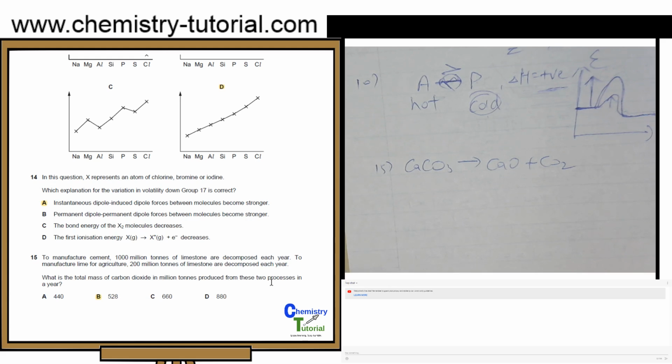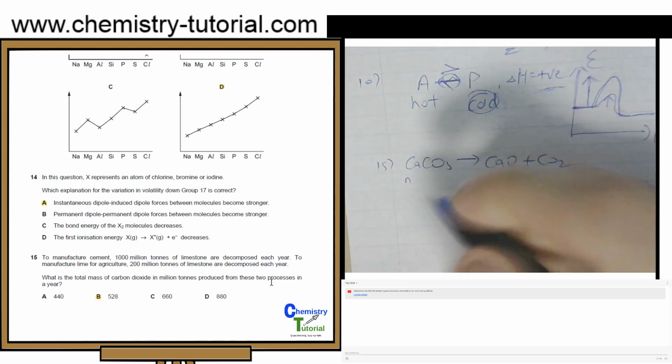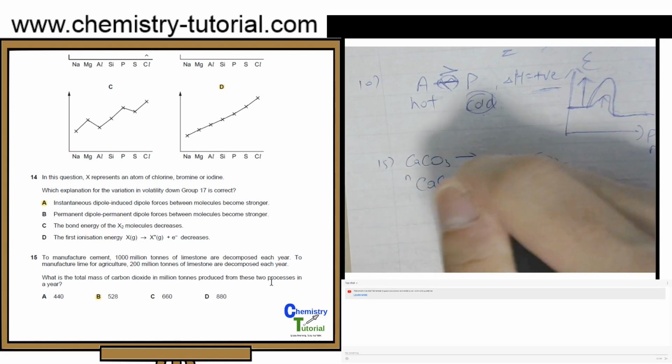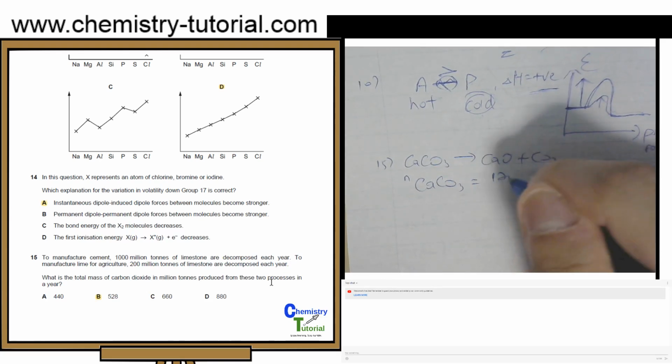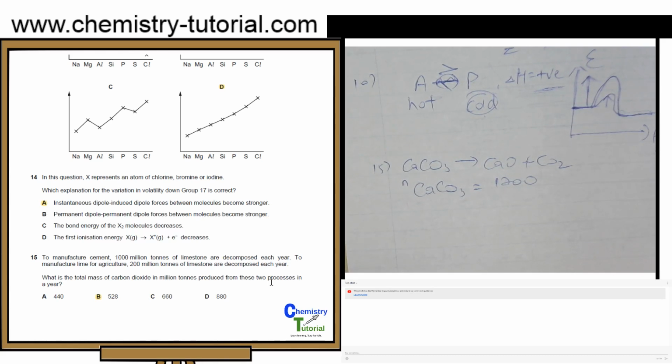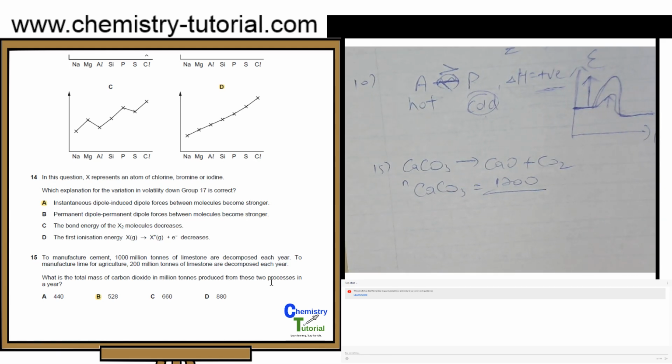Now, we know that to find the mole, the mass has to be in grams, but in this case it's okay because we are asked about the mass of carbon dioxide in tons. So let's find out the number of moles of calcium carbonate that was being used, which is actually 1,200 million tons, because 1,000 million tons plus 200 million tons, divided by the MR of calcium carbonate. So you need to refer to the data booklet.